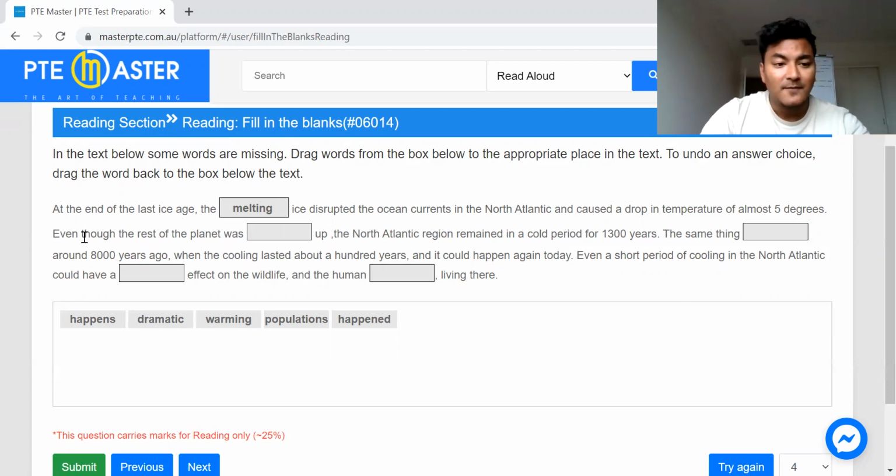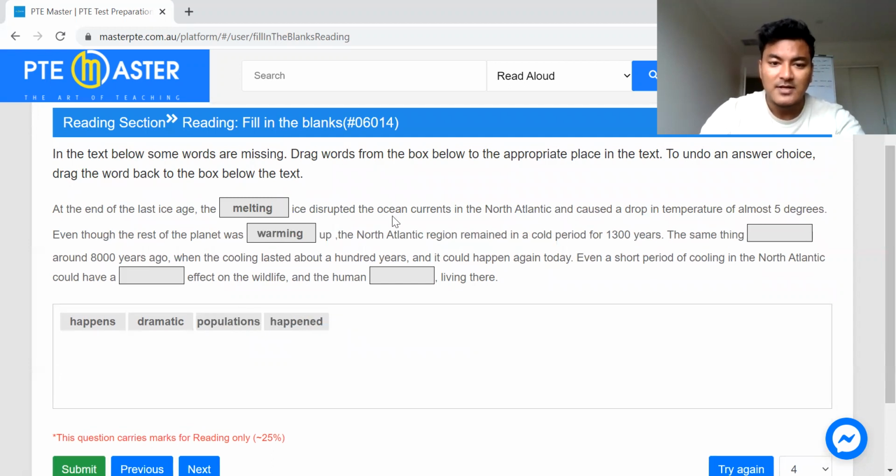Yeah, that is the contextual knowledge which I just used in the first option. Let's go to the second box. Even though the rest of the planet was dash up, the rest of the planet was happens up. No, was something up. It was going up. It was happening something. So there should be a verb with ing: was happening, or was dramatic up, no, was warming up, could be, was populations up, was happened up, no. I think the rest of the planet was warming up. So I think that is the right option, right?